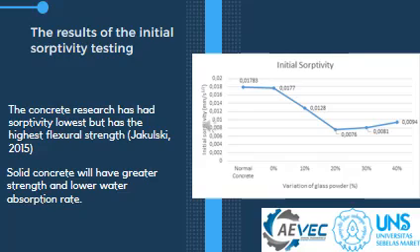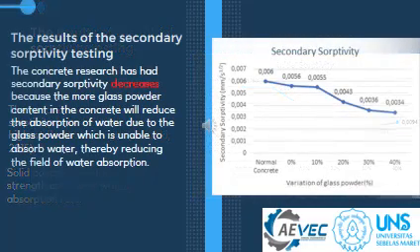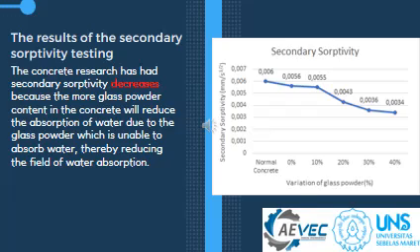The result of the initial sorptivity testing shows the minimum initial sorptivity at variation of 20% glass powder. This means the concrete has the lowest sorptivity but the highest flexural strength, because solid concrete will have greater strength and a lower water absorption rate. And this is the result of secondary sorptivity testing. The concrete has decreased secondary sorptivity because the more glass powder content in concrete, the lower the absorption of water, as glass powder is unable to absorb water, thereby reducing water absorption.